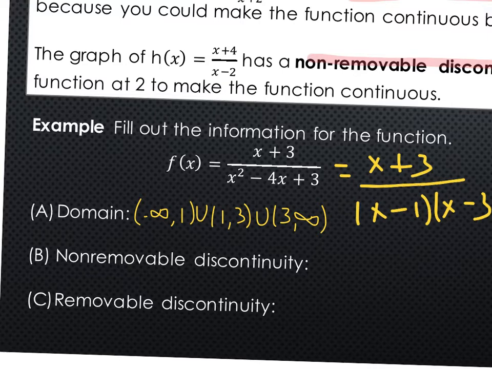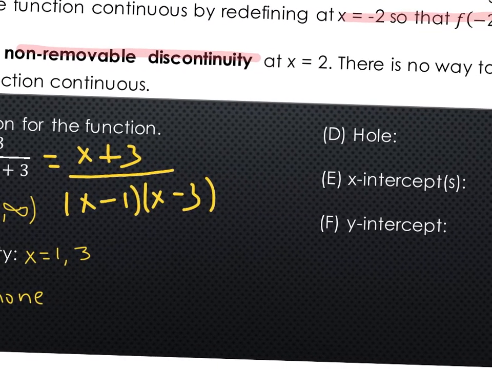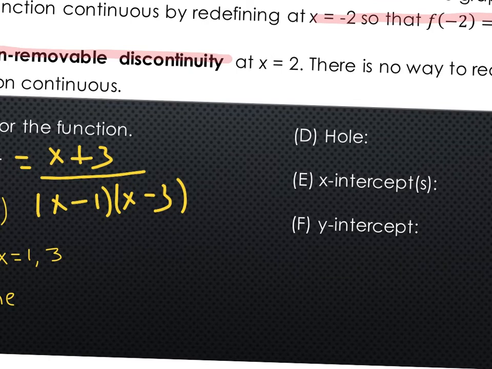A non-removable discontinuity is the denominator of the fraction where it doesn't reduce down. So in this case, x equals 1 and x equals 3 is our non-removable discontinuity. A removable discontinuity would be if something were to cancel out of each, the numerator and denominator. In this case, we don't have anything. Okay. If we move over to D for holes, we only have a hole if we have a removable discontinuity, so we don't have a hole.